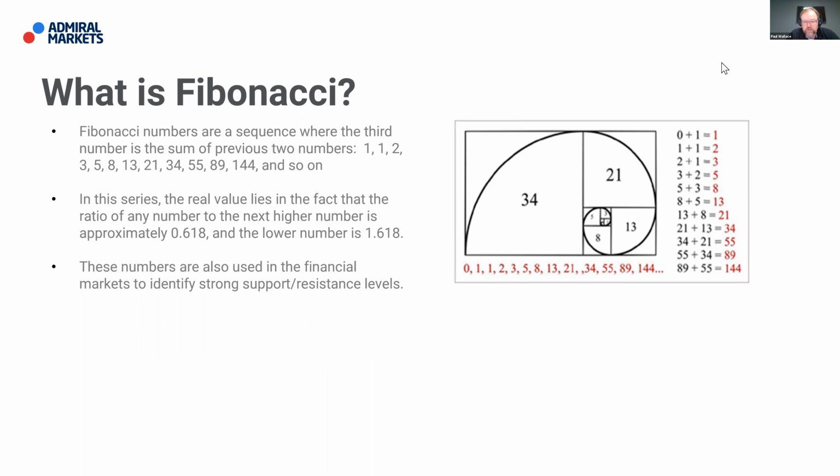But really, if you just want to understand very quickly what Fibonacci is, it's the sequence where the third number is the sum of the previous two numbers. Once you start getting into the numbers like 8, 13, 21, 34, 55, 89, that starts to become quite important when it comes to trading, and we'll just look at that in this moment.